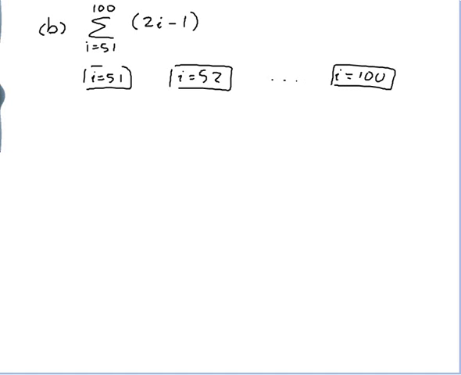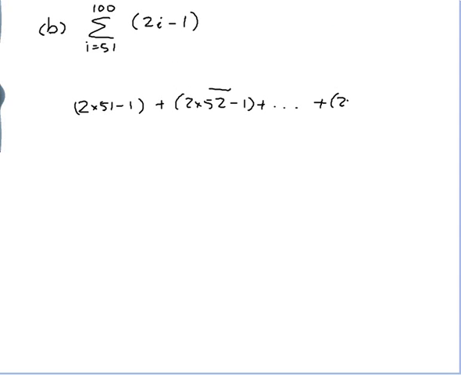And we've got 2 times i minus 1, so 2 times 51 minus 1. 2 times 52 minus 1. 2 times 100 minus 1. And then we'd add everything up like that. And that does not look helpful in the slightest. So maybe I'll do it a different way. So let's rub all of that out and try again.